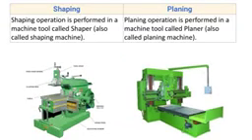Next point, shaping operation is performed in a machine tool called shaper, also called shaping machine. As we have already discussed, the shaping operation is performed on a shaper machine. Now the planing. Planing operation is performed in a machine tool called planer, also called planing machine. So the planing operation is performed on a machine which is known as the planer machine.